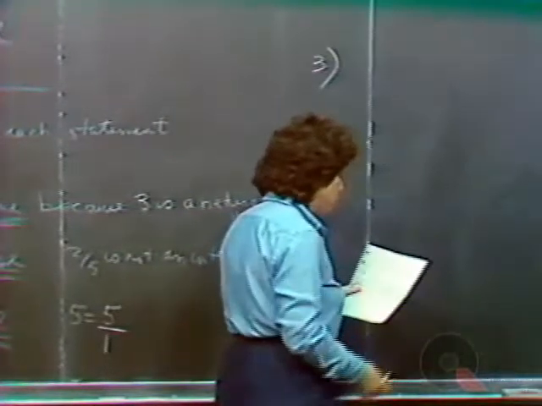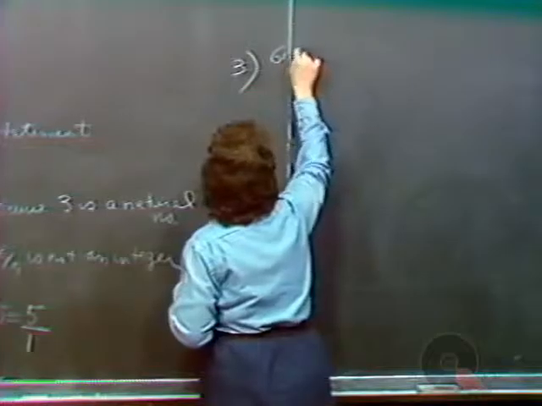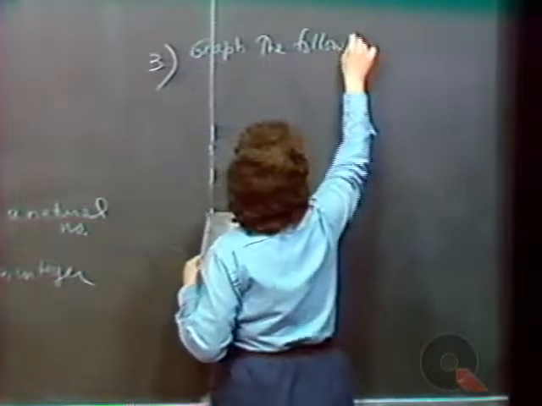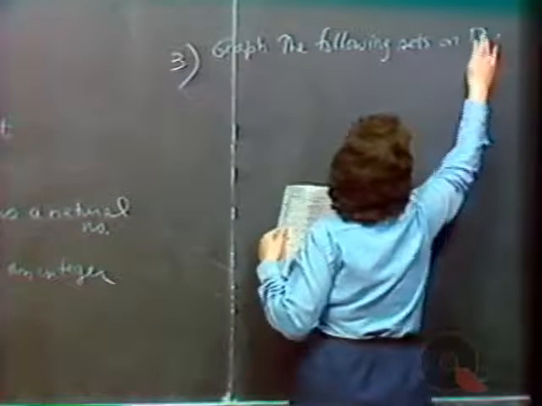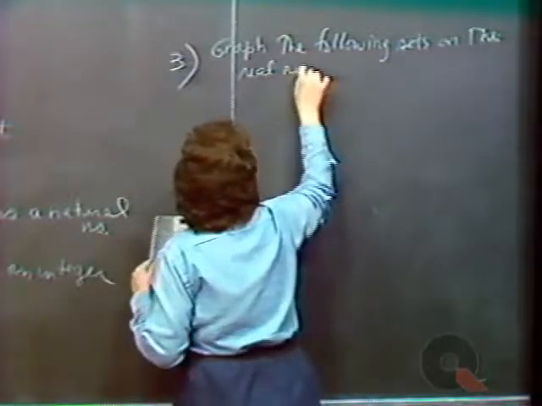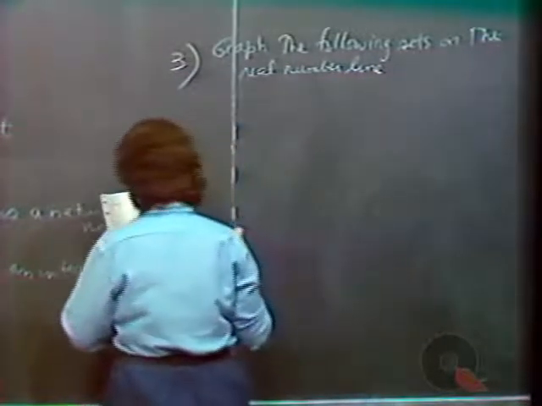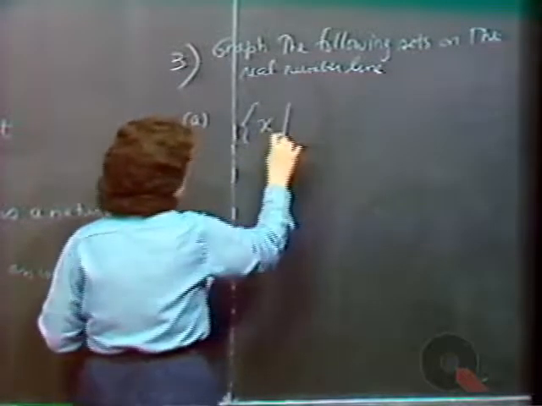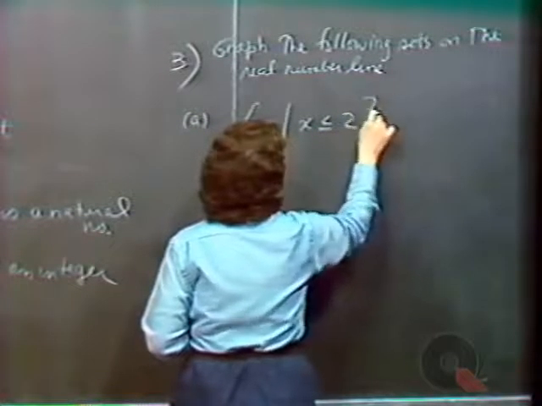In question 3, I want you to graph the following sets on the real number line. The first one, the set of all numbers x such that x is less than or equal to 2.